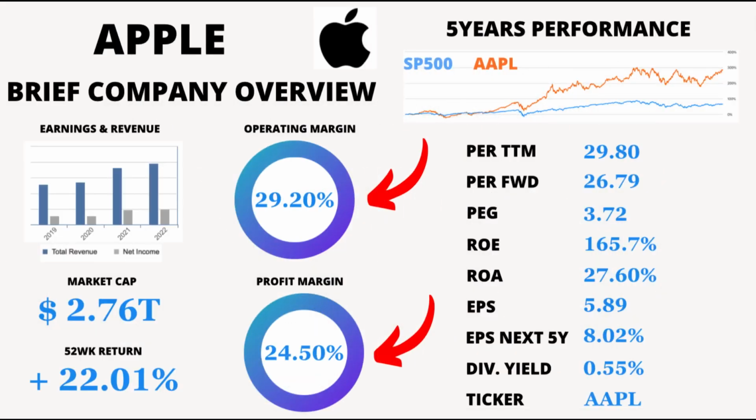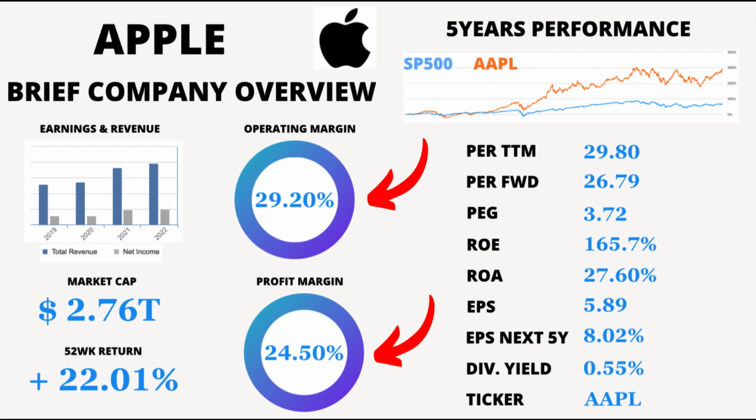Moving on, we have the operating margin, which reveals the profitability of a company's core operations. Apple's operating margin is a healthy 29.2%, indicating that a significant portion of their revenue translates into profit.